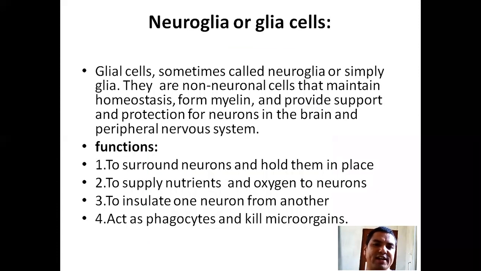Now, neuroglia or glial cells are non-neuronal cells that maintain homeostasis, form myelin protein, and provide support and protection for neurons in the brain and peripheral nervous system. Neuroglia surround neurons and hold them in place. They supply nutrients and oxygen to neurons. They insulate one neuron from another. They also act as phagocytes and kill microorganisms.